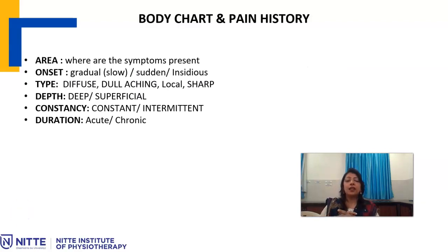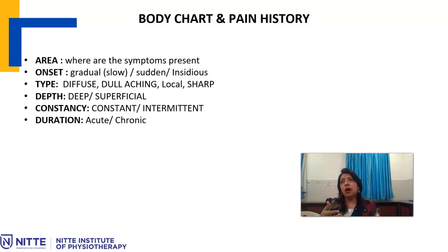Coming to the body chart and pain history, this is a very important part when you are going to diagnose a musculoskeletal condition. So we need to talk about the area, the onset, type, depth, constancy and duration. So area means where are the symptoms. So you have to ask the patient where exactly do you have the symptom, that demarks the area. Onset, how did the pain start, whether it is gradual, sudden or insidious.